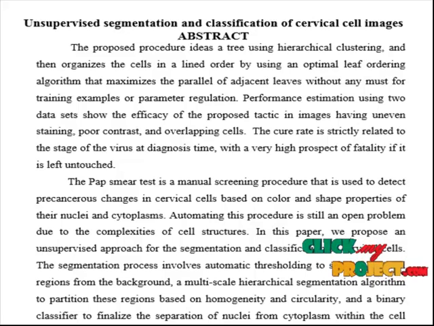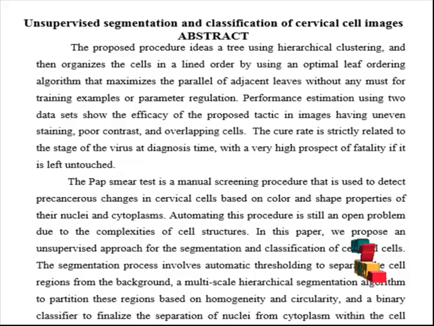The pap smear test is a manual screening procedure that is used to detect precancerous changes in cervical cells based on color and shape properties of their nuclei and cytoplasms. Automating this procedure is still an open problem due to the complexities of cell structures. In this paper, we propose an unsupervised approach for the segmentation and classification of cervical cells.